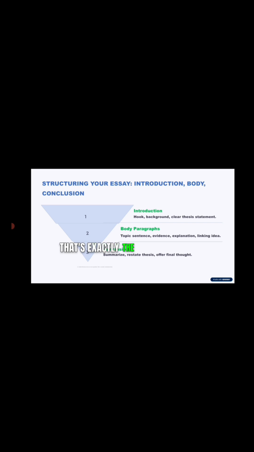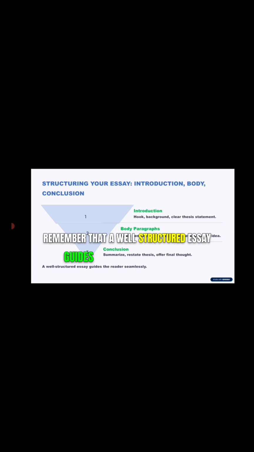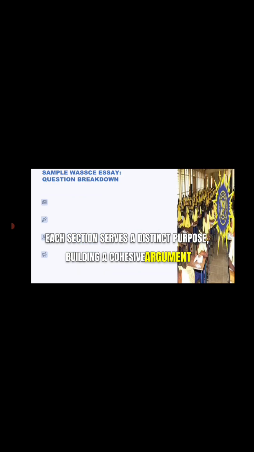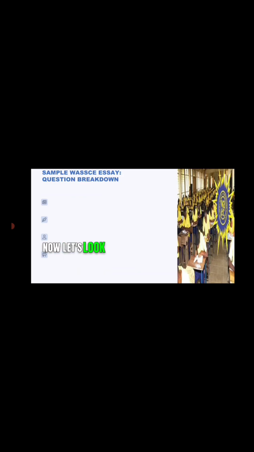That's exactly the way it is done. Remember that a well-structured essay guides the reader seamlessly. Each section serves a distinct purpose, building a cohesive argument. Now, let's look at the sample WASSCE essay, but we begin with the question breakdown.